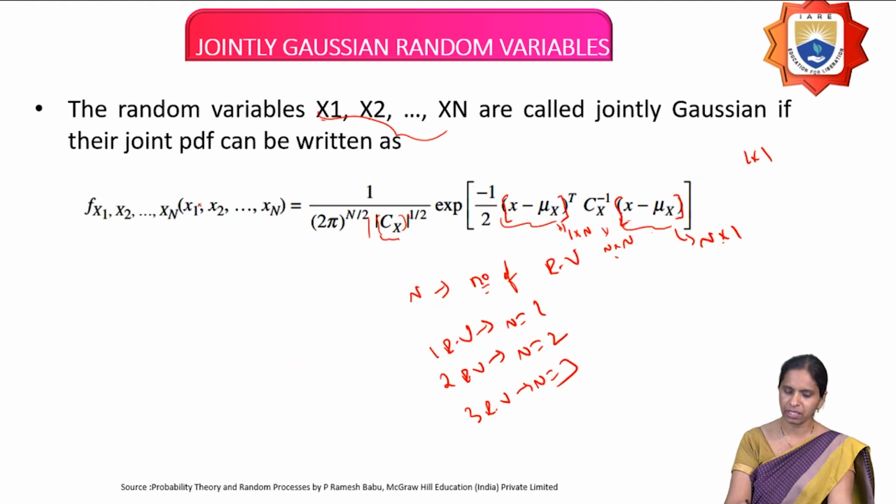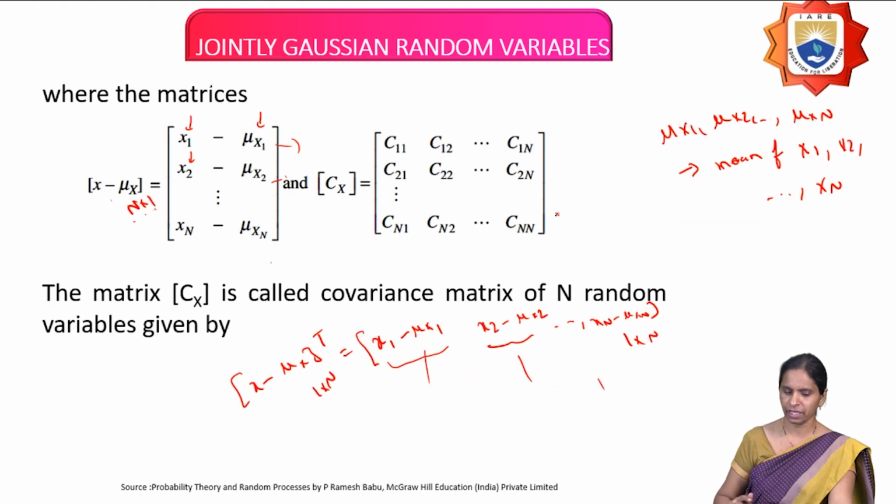And here we have one more matrix in the formula, nothing but Cx. What do we call the matrix Cx? Covariance matrix. And what is the size of this matrix? Nothing but n cross n. The covariance matrix consists of n number of rows and n number of columns. And it is given by C11, C12 and so on C1n. Next C21, C22 and so on C2n. And the nth row represents Cn1, Cn2 and so on Cnn.